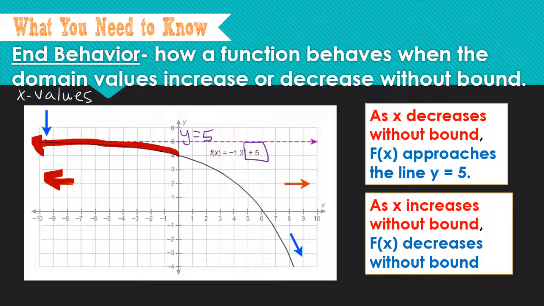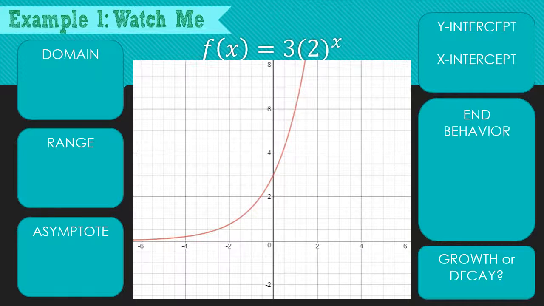Now, in the other direction, as my x values increase, my actual function, or the graph, is decreasing, and we say it decreases without bound because it goes on forever in that negative direction. So let's take a look at another example. Here I have f of x equals 3 times 2 to the x, and let's look at some features of this graph. If we're talking about the domain, remember the domain are the x values.